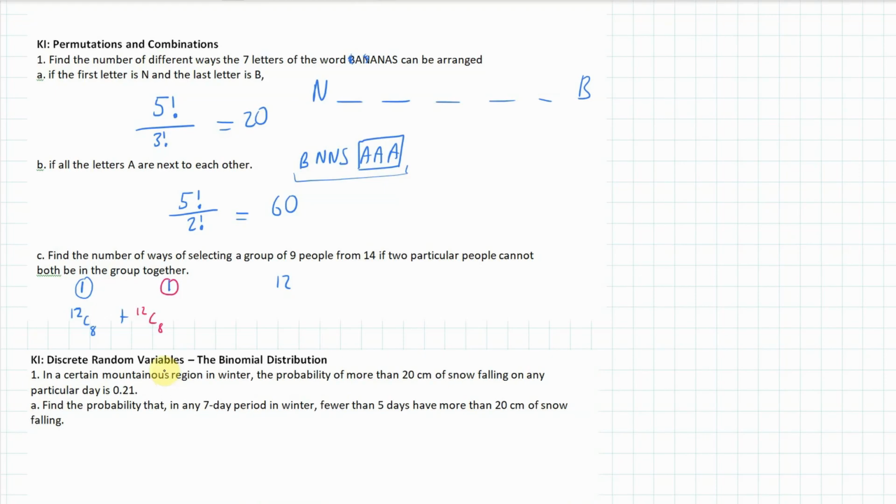And I guess you could just choose everyone from here. So I guess that would be 12 choose 9. And that should be it. Now when we do that, we're getting 1,210.